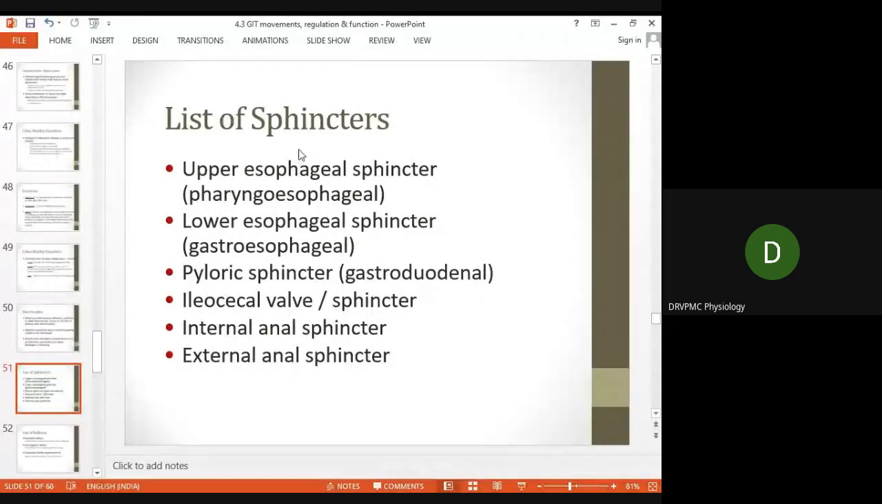So we have discussed gastric motility from the mouth up to the anus. Which are the different sphincters that are involved in the GIT? Upper esophageal sphincter, also called the pharyngoesophageal sphincter. Lower esophageal sphincter, also called the gastroesophageal sphincter or cardiac sphincter. Pyloric sphincter, that is the gastroduodenal sphincter. Ileocecal valve or ileocecal sphincter. Internal anal sphincter and external anal sphincter.